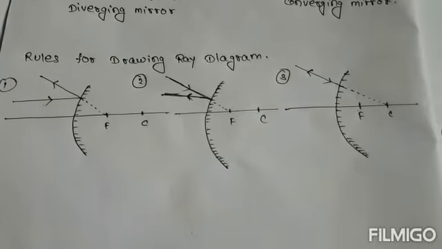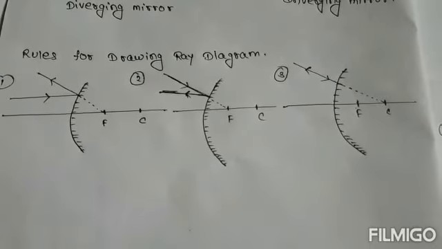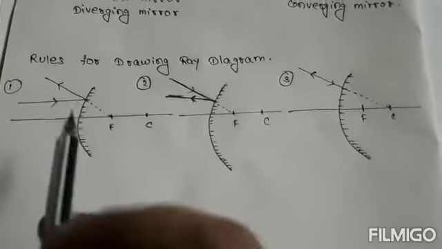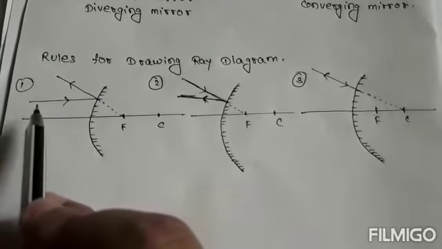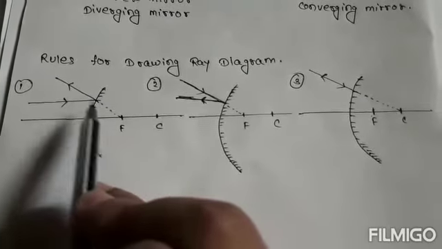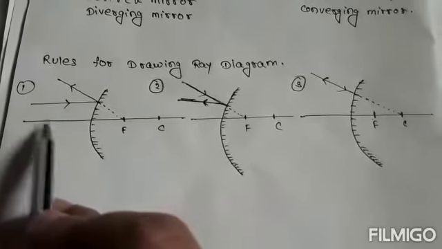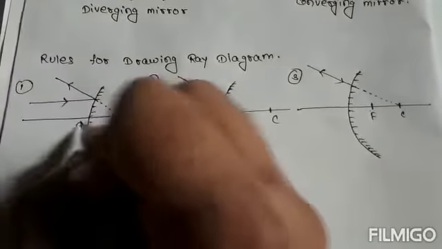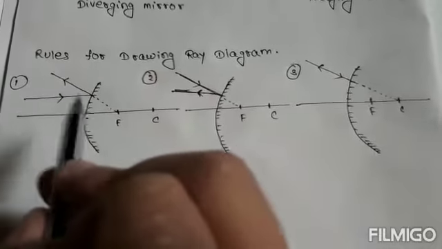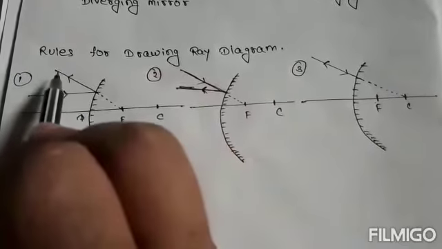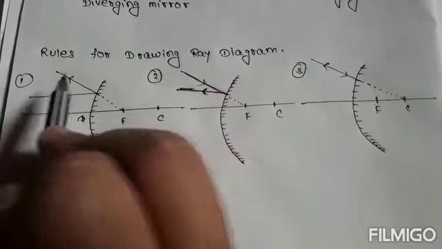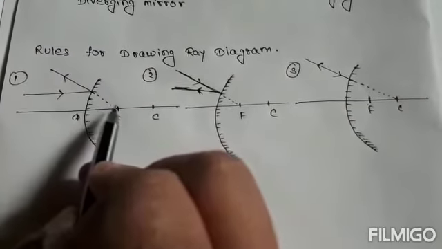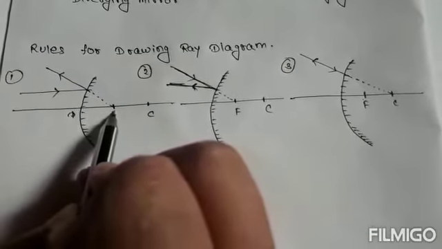Before drawing ray diagrams of convex mirror, we have to know certain rules. These are rule number 1. If a ray of light incident on the reflecting surface is parallel to the principal axis, this is principal axis and this is pole, then it diverges like this, these are reflected rays. So after reflection, if we extend the line behind the mirror, then it passes through the focus.